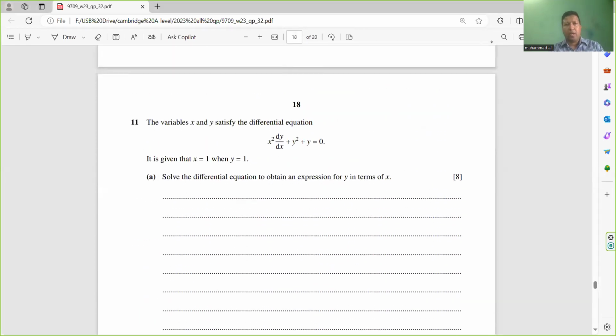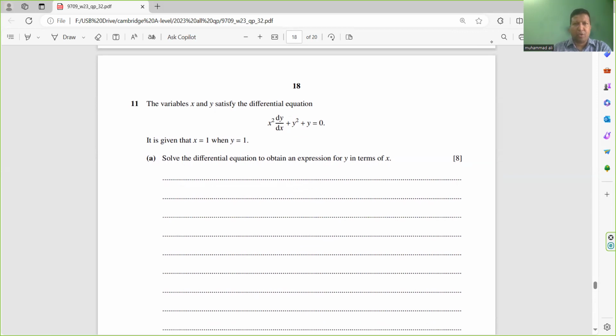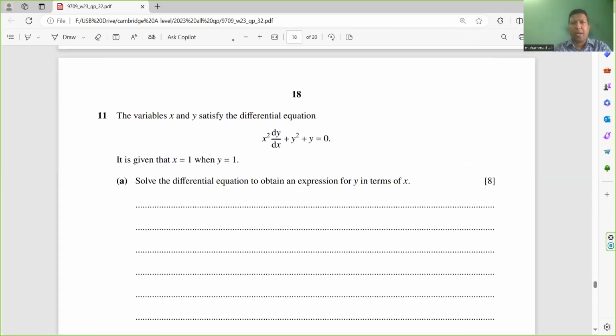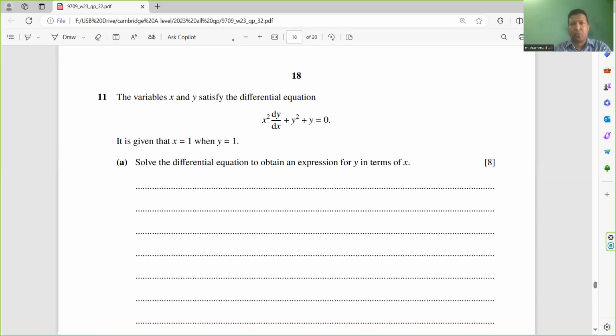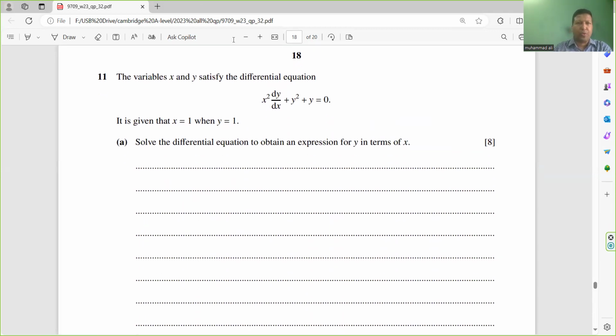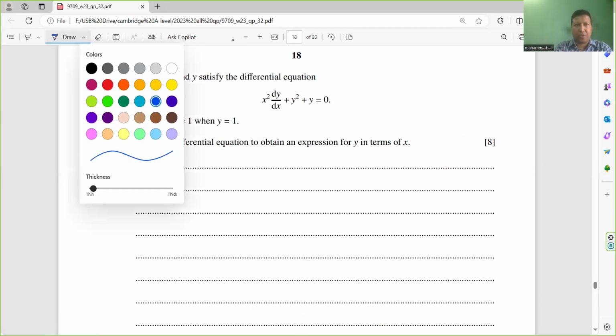Question number 11. The variables x and y satisfy the differential equation. This is the differential equation: x squared dy by dx plus y squared plus y equals to 0. It is given that x equals to 1 when y equals to 1. Solve the differential equation to obtain an expression for y in terms of x. Okay, now the first part we try to solve.